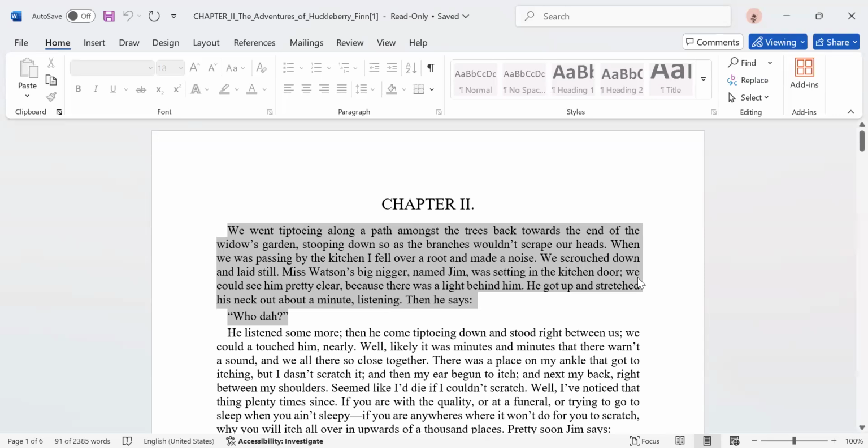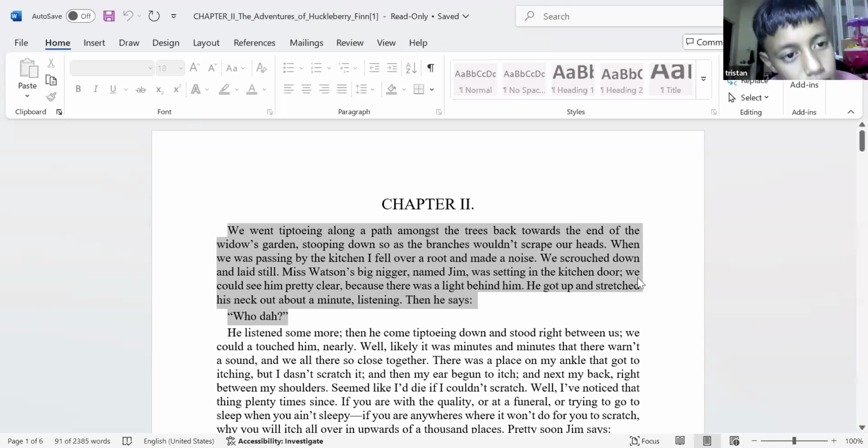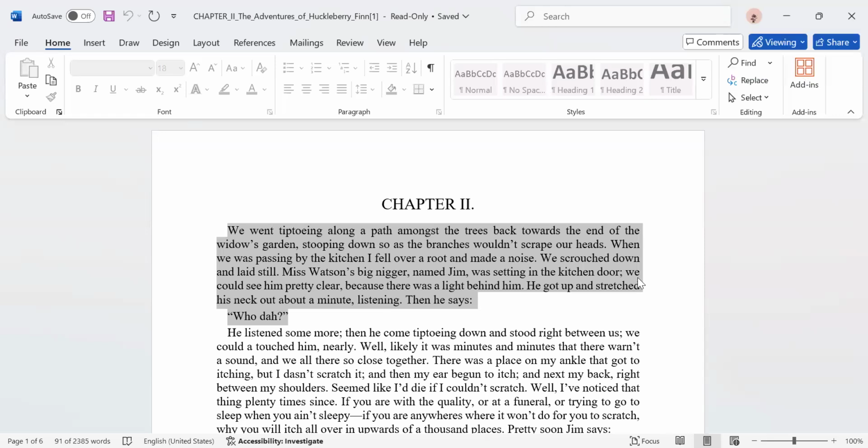Okay, thank you, Tristan, for reading. You're welcome. So I hope that all of you read this passage before the class so that you probably understand the context, but I'm here just to explain the grammar rules and also the vocabularies that we have here in the paragraph.